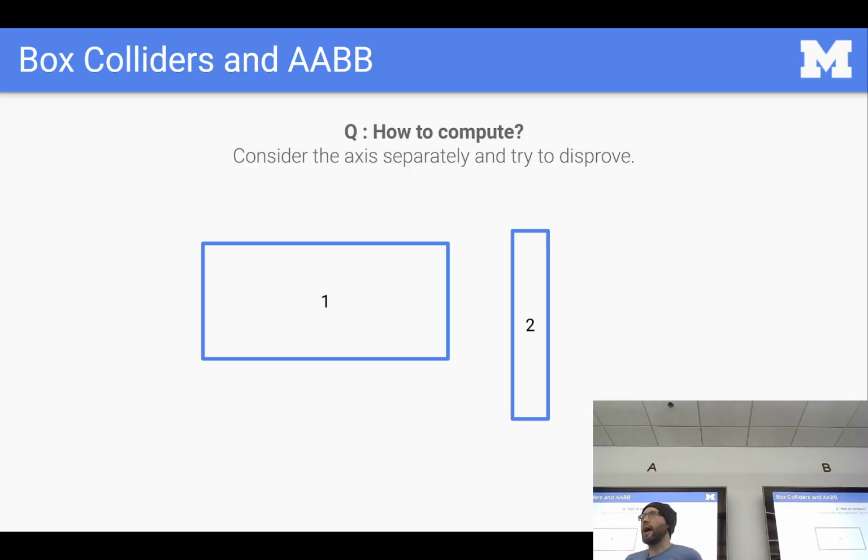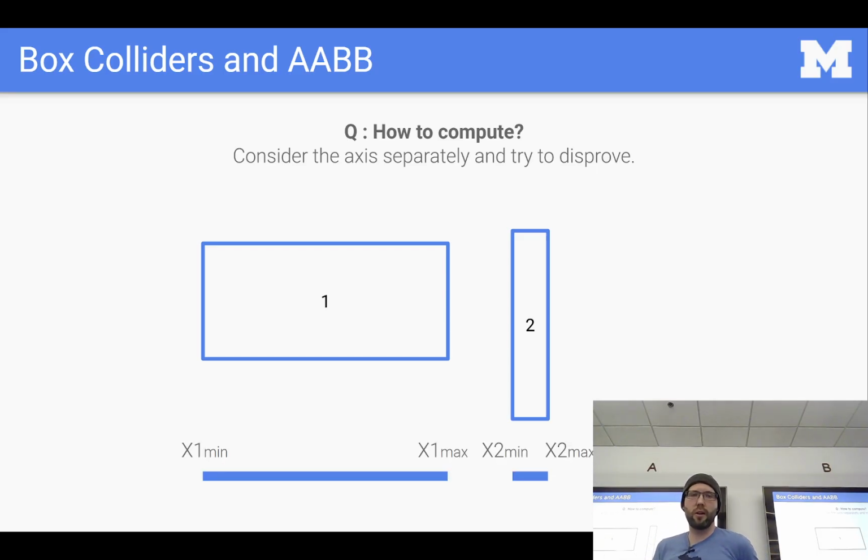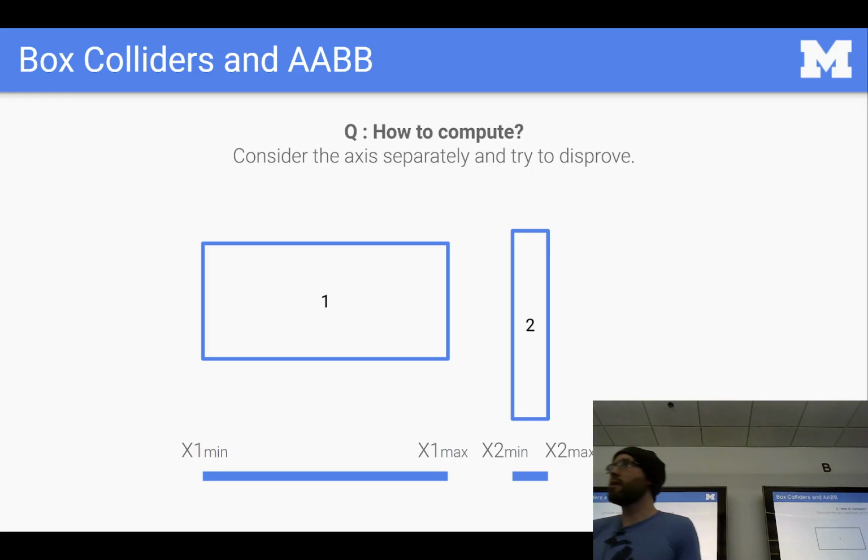So consider each axis separately, the x and the y, and then you try and disprove things, okay? So in this case, we are only considering the x dimension. And you can see that we've basically collapsed this rectangle shape onto the number line, and this one onto the number line. We're only considering the x-axis. Now, visually, it's extraordinarily obvious to us that they are not intersecting, okay? But algorithmically, how could you know?